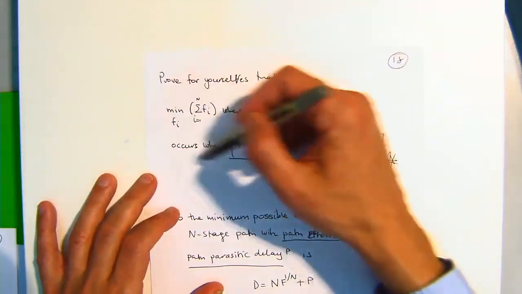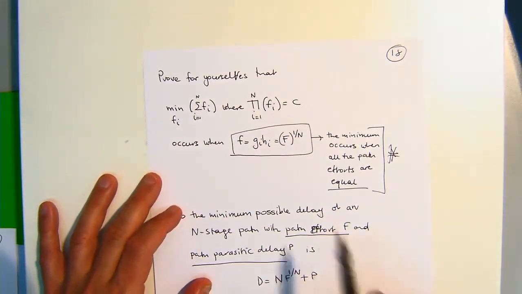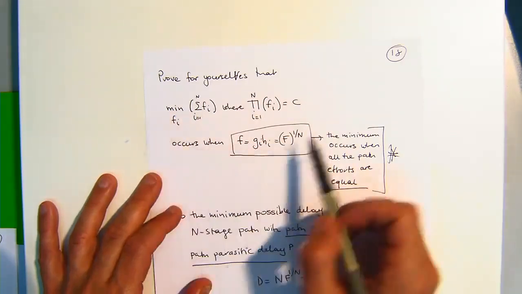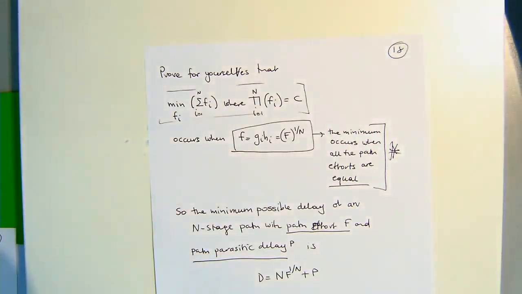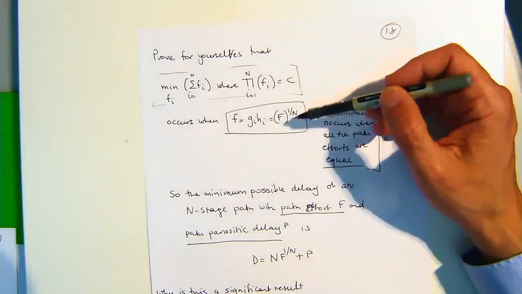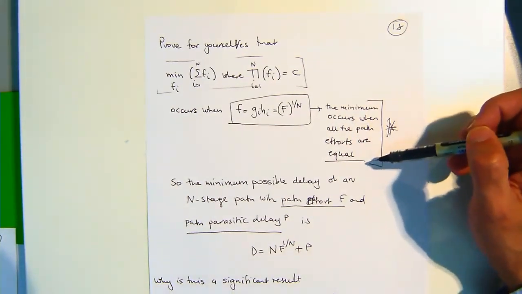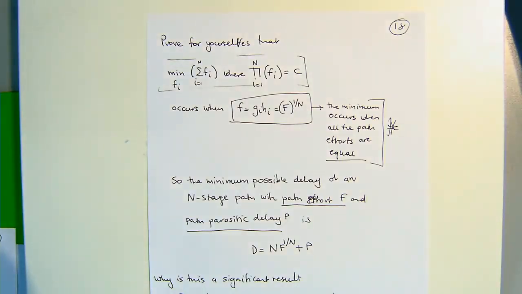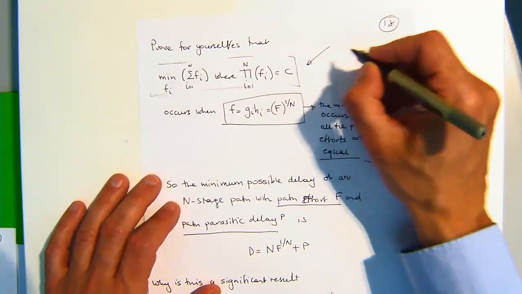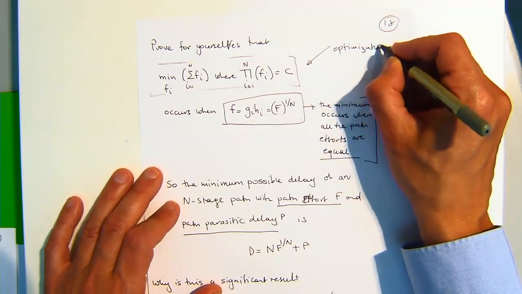if you're trying to work out the minimum delay, what you can actually show is that minimum delay occurs when all of the gates have equal effort. Now you can go through and try to solve this optimization problem. So this is the optimization problem that you will need to solve.